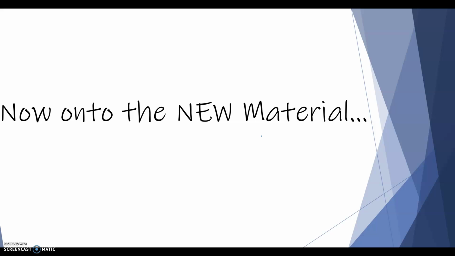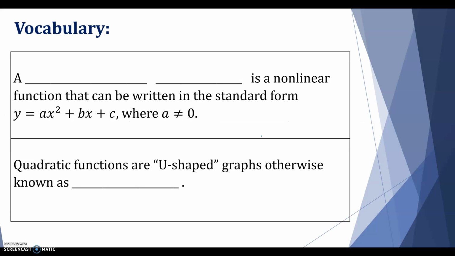So I'm just going to warn you, there's lots of vocab with this lesson. So a blank blank is a nonlinear function that can be written in the standard form of y equals ax squared plus bx plus c, where a is not equal to 0. This right here should look super familiar to you because that is when we did our slide and divide, our a times c method, all of that. And that worked for quadratic equations, but we're going to talk about quadratic functions.